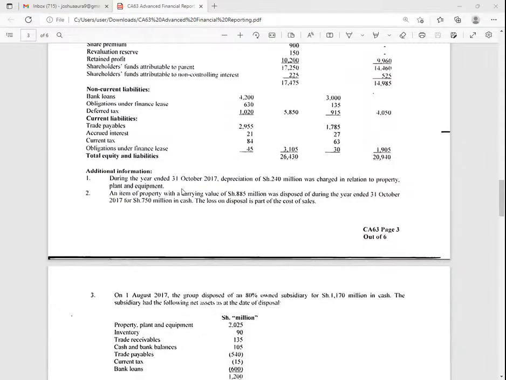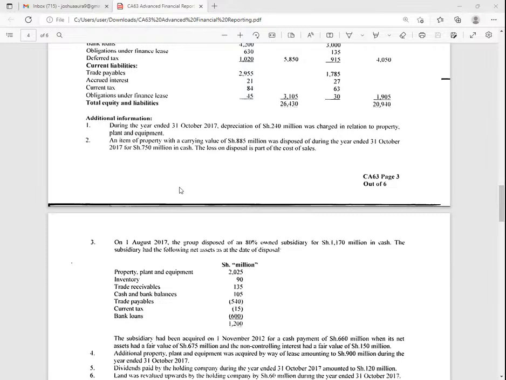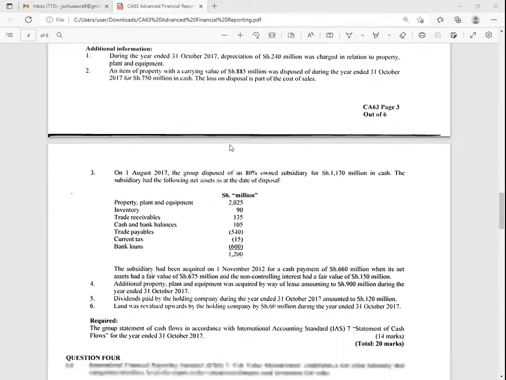So you're told that during the year ended 31st October 2017, depreciation of shillings 240 million was charged in relation to property. Number 2, an item of plant with a carrying value of 885 million was disposed of during the year ended 31st October 2017 for 750 million in cash. The loss on disposal is part of the cost of sales.